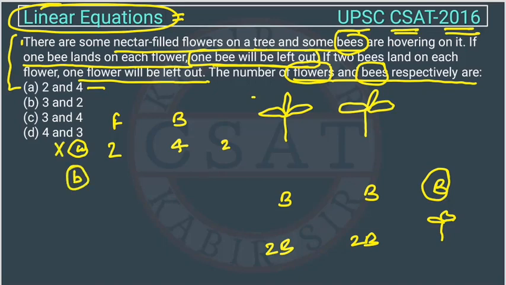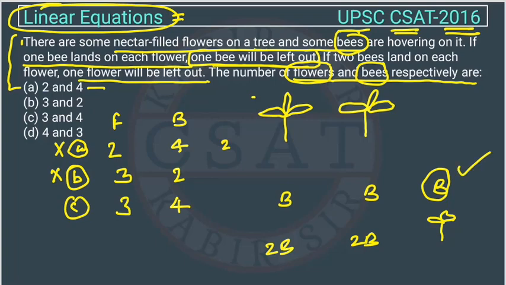In option B, the flowers are 3 and bees are 2. So in this, we are allotting one bee, and there are 3 flowers, so one flower is remaining. So in this also the first condition is not getting satisfied. So this cannot be the answer. Now option C, there are 3 flowers and 4 bees. So we can allot one bee each and 1 bee is remaining. So this condition is getting fulfilled.